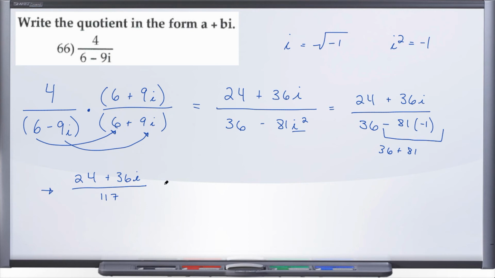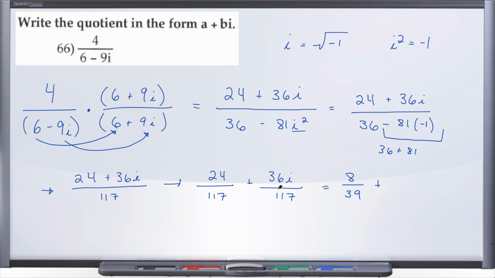And to simplify, let's go ahead and rewrite this as 24 over 117 plus 36i over 117. And that way you can independently reduce each of these two terms now. So for our first term here, 24 over 117, I think 3 is going to go into each of these numbers. And so what we end up with is, in our numerator, we'll have 8 over, and then 117 divided by 3 is going to give us 39.